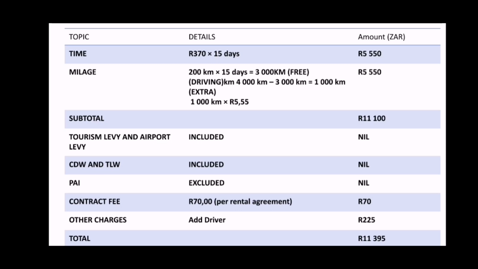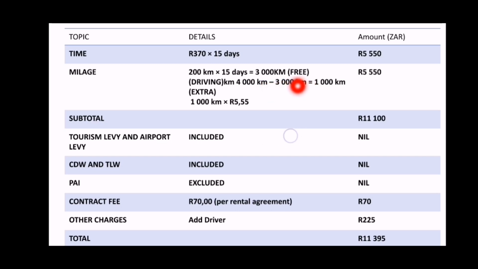So it's 15 days in total, and we are going to be charging them using the 7-day plus rate that comes with 200 kilometers free per day. So we have here 370 rand times 15 days, it gave us 5,500 rand. Then from there, we calculated 200 kilometers times 15 days is 3,000 kilometers. So the client will be getting 3,000 kilometers for free and will be driving 4,000 kilometers according to the instruction.